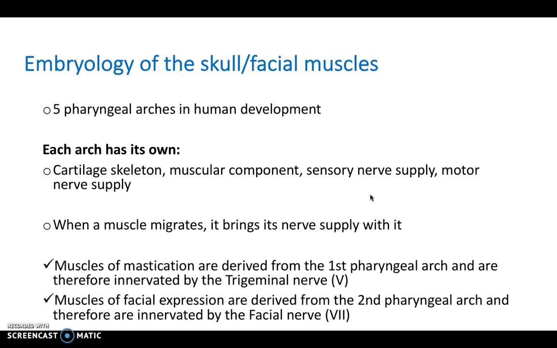So muscles of mastication are derived from the first pharyngeal arch and are therefore innervated by the trigeminal nerve, and muscles of facial expression are derived from the second pharyngeal arch and therefore innervated by the facial nerve. And this is pretty much all you need to know with regards to the first 2 pharyngeal arches when they concern the facial muscles. So next we'll move on to look at the skull and vertebral column for this last part of this video.